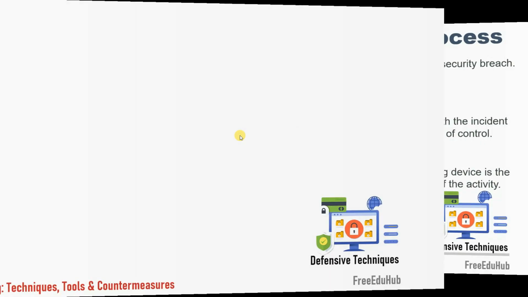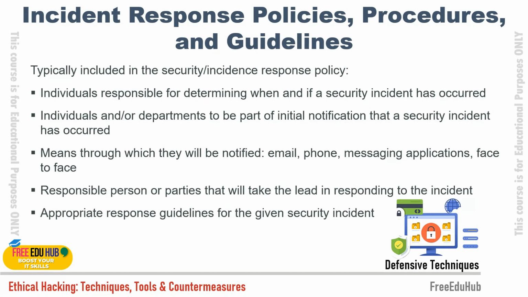Now we'll look at the policies, procedures, and guidelines for incident response. Typically, it includes the security incident response policy and the individuals responsible for determining whether a security incident has occurred. There will be a set of individuals who will investigate and report whether it was a minor attempt, or a penetration where someone successfully penetrated the network. Individuals or departments are to be part of the initial notification that a security incident has occurred. So you must have a set of departments to notify immediately when something happens on the network. It also covers the means through which they will be notified: email, phone, messaging applications, or face-to-face.